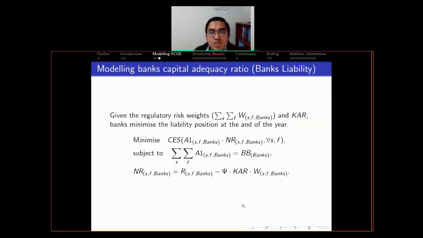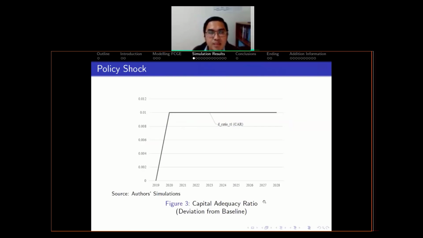As we try to model the bank's capital adequacy, the equity is tied to the capital adequacy ratio defined by the central bank, by the authority. So this has to be excluded from the optimization process. It's basically saying that we exclude the equity on the liability side of the bank from the optimization process. So this is not a result, this is a policy shock. This is what I mean by increasing the capital adequacy ratio by 100 basis points.